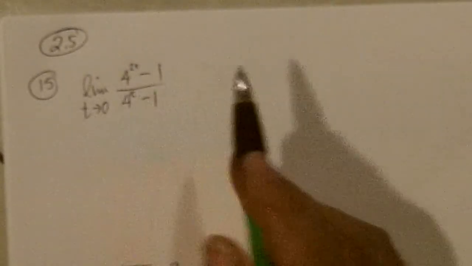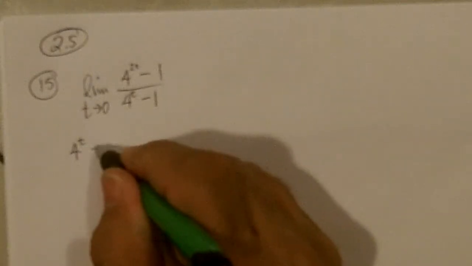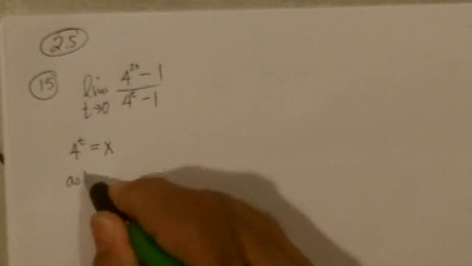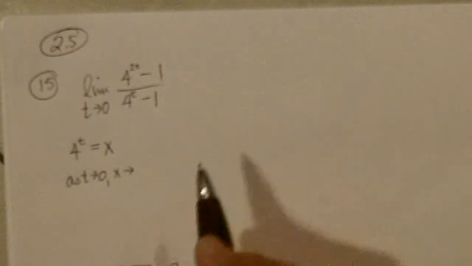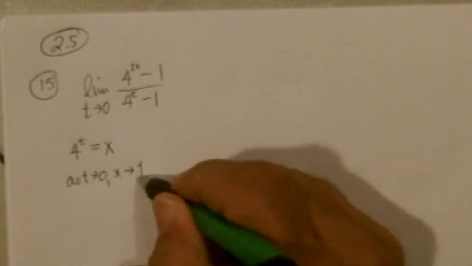Okay, 2.5. We did this one in class, so I'm going to do it a little bit differently than I did in class, just so you can kind of see what's going on here. I'm going to let 4 to the t be equal to x, and I'm going to make a substitution. So now as t goes to 0, x will go to what? Well, if t goes to 0, 4 to the 0 is 1, x will approach 1.